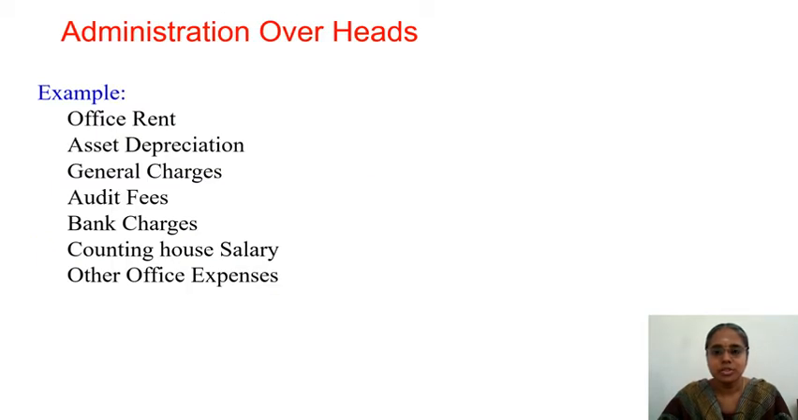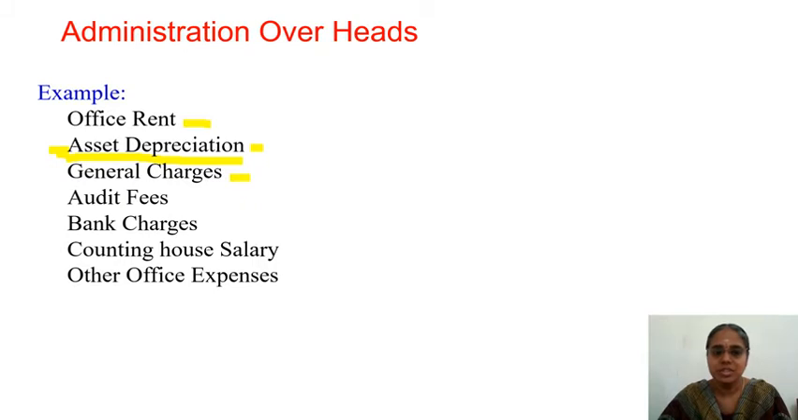After factory cost we have administrative overheads, on adding which you will be able to find the office cost. Examples of office overheads or administrative overheads are office rent and asset depreciation, which are there in the office. Now this depreciation is not with regard to machinery in the factory. We have already seen the depreciation of factory machinery. Here it is asset depreciation.